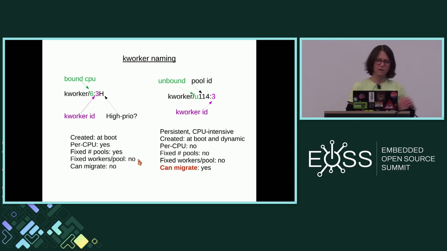So both bound and unbound kworkers don't have a fixed number of workers per pool. The kernel provides them or tears them down as needed. Unbound kworkers also have a variable, dynamic number of pools. Bound kworkers obviously can't migrate. They are kernel per-CPU threads. Unbound ones can. That is great from the point of view of getting this long-running intensive work done.